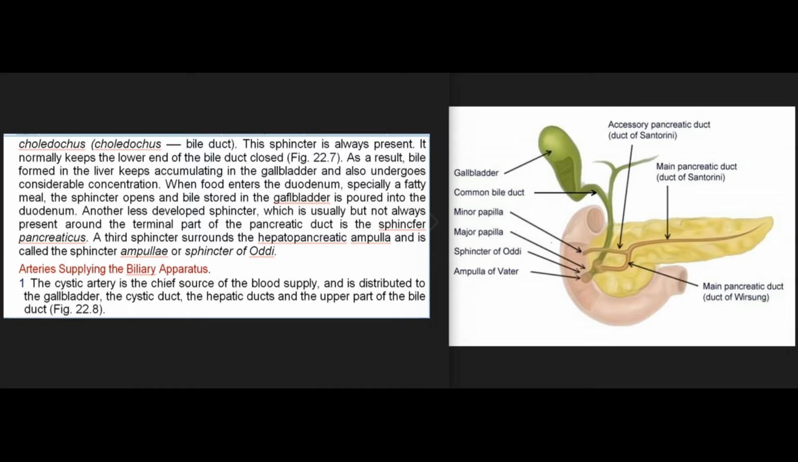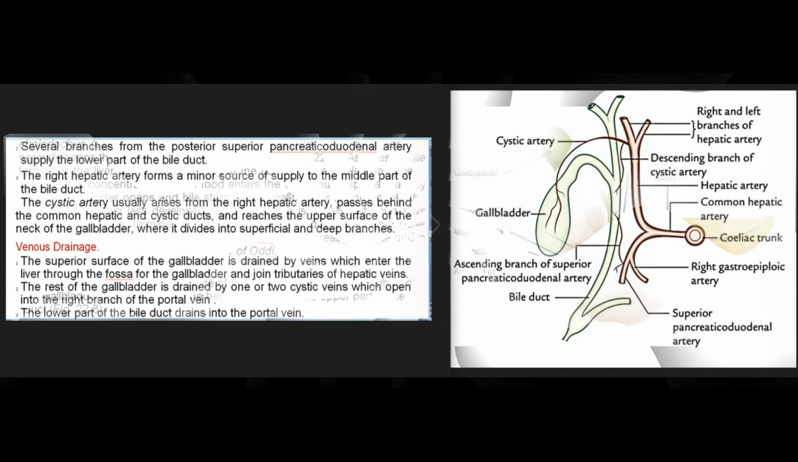Arteries supplying the biliary apparatus. 1. The cystic artery is the chief source of the blood supply, and is distributed to the gallbladder, the cystic duct, the hepatic ducts and the upper part of the bile duct, Fig 22.8. 2. Several branches from the posterior superior pancreaticoduodenal artery supply the lower part of the bile duct. 3. The right hepatic artery forms a minor source of supply to the middle part of the bile duct. The cystic artery usually arises from the right hepatic artery, passes behind the common hepatic and cystic ducts, and reaches the upper surface of the neck of the gallbladder, where it divides into superficial and deep branches.